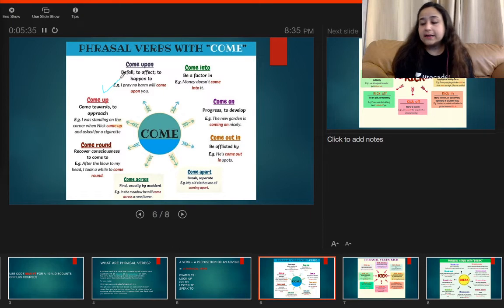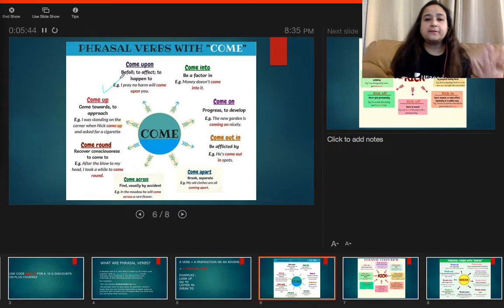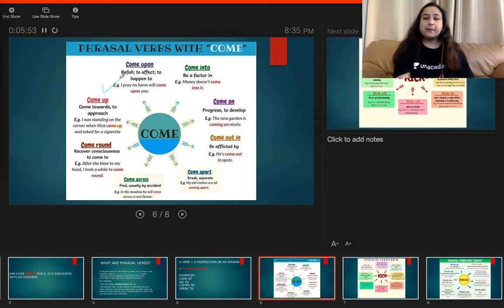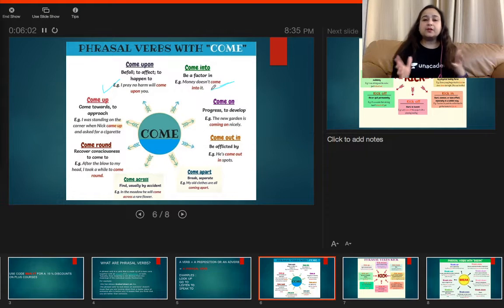Okay, then the next one, come into. Come into can also mean enter a room, like come into the room. If you are knocking on the door and I say please come into the room, that means to come inside. Whereas come into also means a factor of something. Like here we have used: money doesn't come into it, means money is not involved in it. Or my family doesn't come into my work, means my family is not a factor in my work. It is not involved in my work.